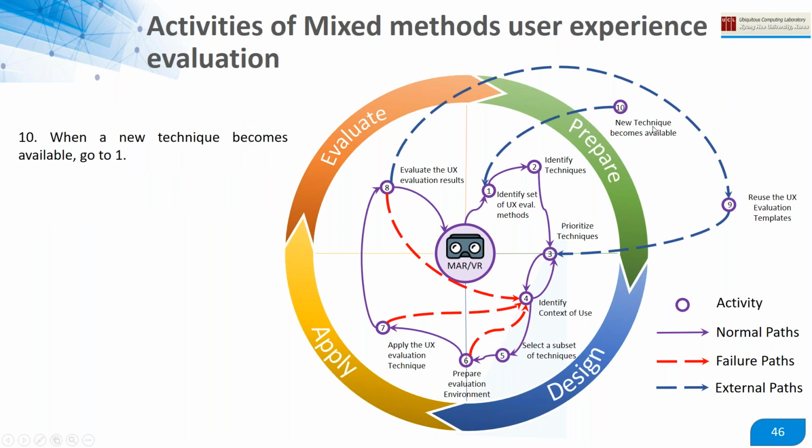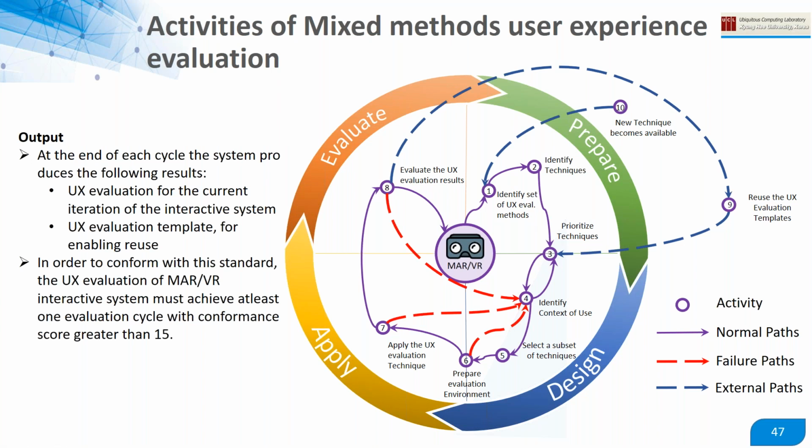This process also supports, for example, new methods if they become available. In the future, due to the advancement of technology, new methods will come in, and this process can accommodate the new method by adding it. This is a cyclic process, it goes on. And we are also collecting the UX evaluation results that can be used to prioritize the existing methods.